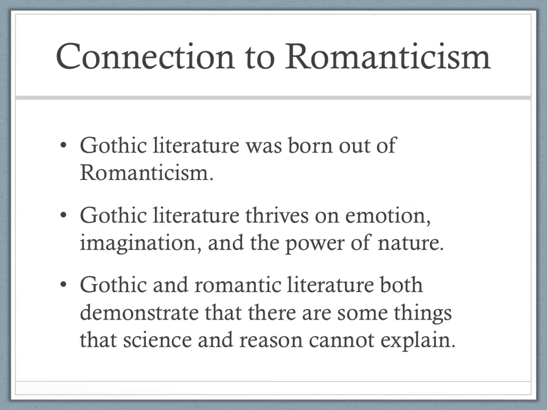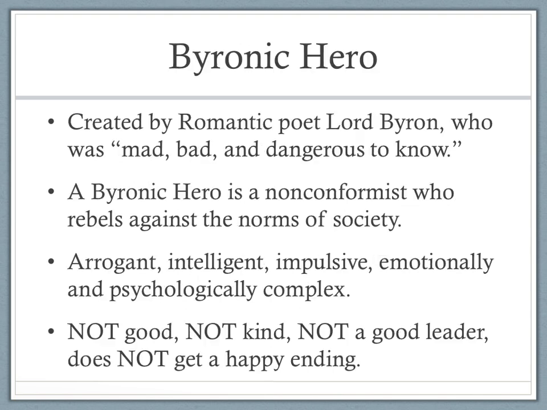So Gothic literature, as I said, was born out of this Romantic movement, and so there are a lot of similarities between Gothic literature and Romanticism because really those two movements in literature were going on at about the same time. Gothic literature is just a subset of Romanticism. And that last bullet there says that Gothic and Romantic literature both demonstrate that there are some things that science and reason just cannot explain. And that is key to understanding both Gothic literature and Romanticism. They thrive on imagination and intuition, and they really acknowledge the idea that science is not everything.